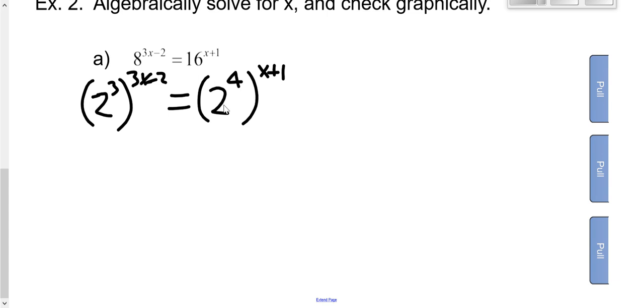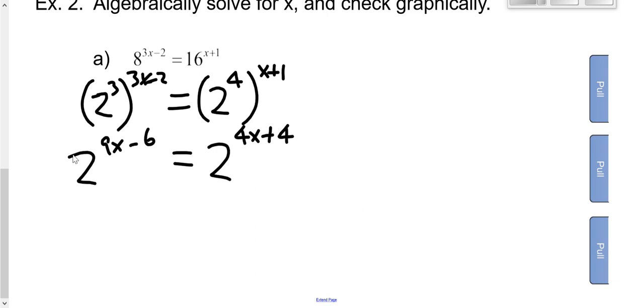Now have a look, they have the same base, base 2 here, base 2 here. Now let's combine the exponents. On the left hand side, distribute that: 3 times 3x gives you 9x, minus 3 times 2 gives you 6. And then on the right hand side, distribute this exponent inside the bracket. So 4 times x gives you 4x, so 2 raised to the power of 4x, and then plus 4 times 1 gives you 4.